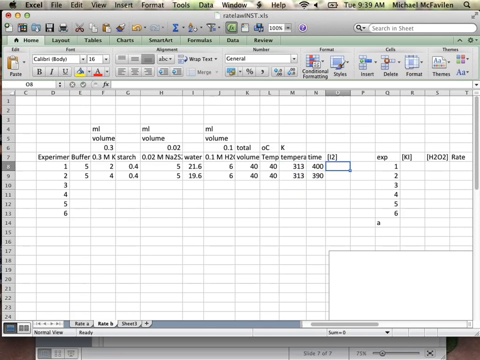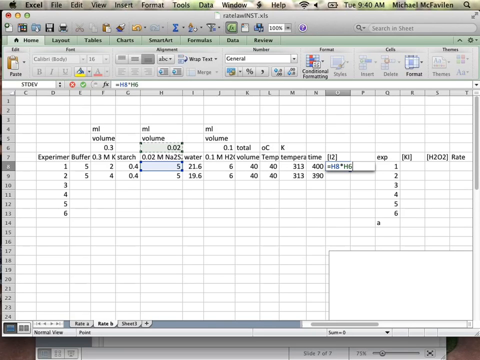I pulled the concentration of iodine out as a separate thing in this case. We don't have to pull it out separately, but how would we calculate it? How did we determine the concentration of iodine in our previous experiment? It's dependent on our thiosulfate. So it's the volume of thiosulfate used times the concentration.